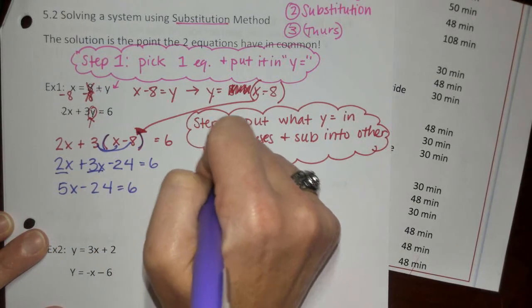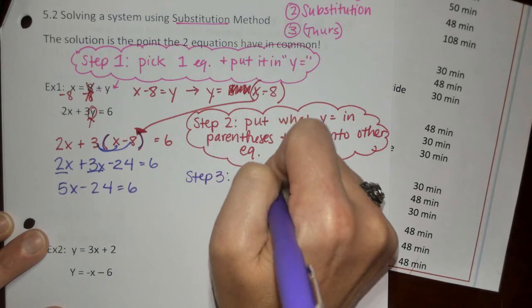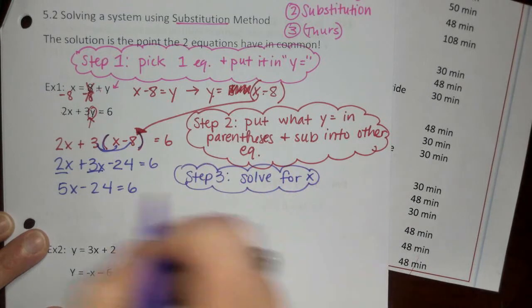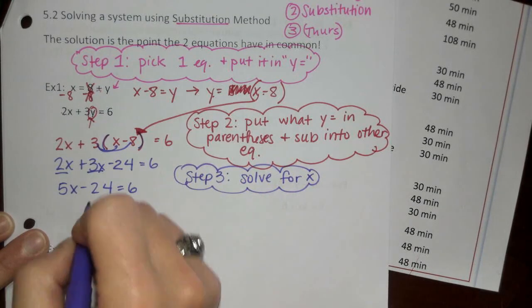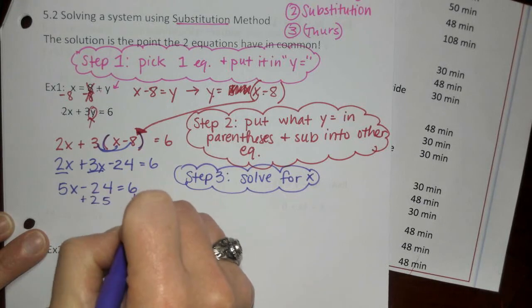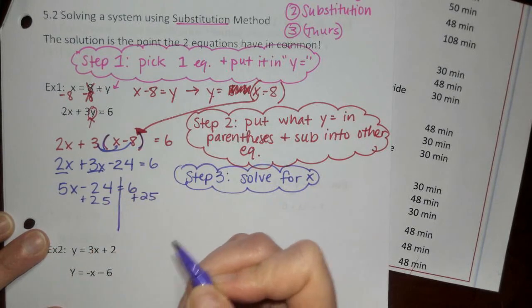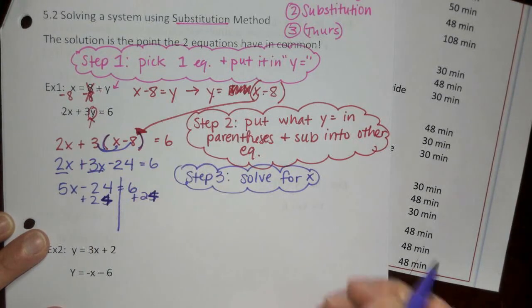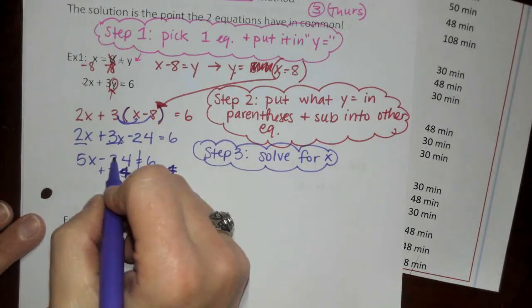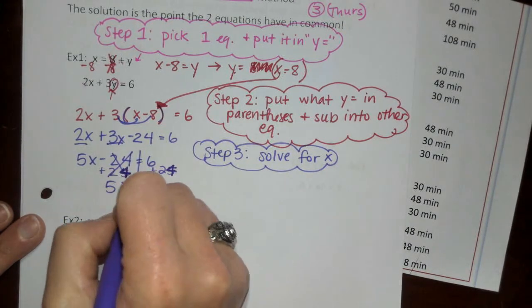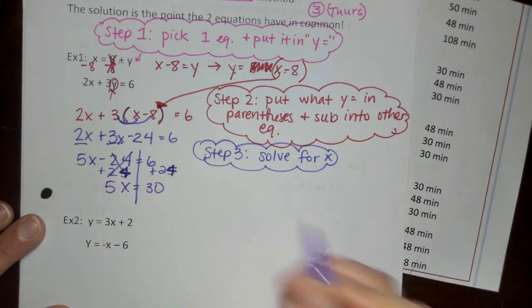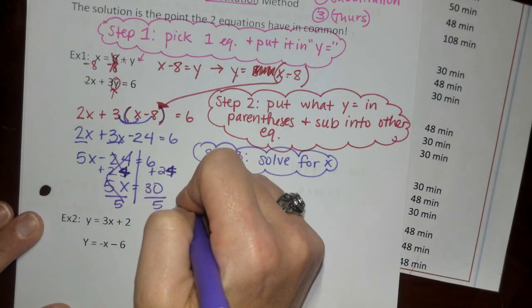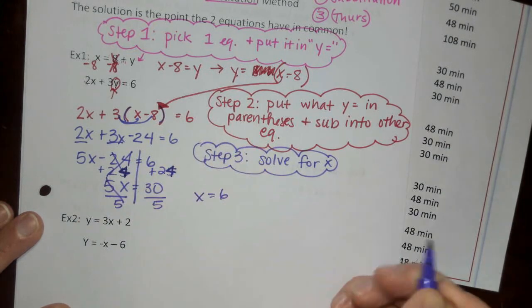That's actually your step 3. Solve for x. So we want to get x by itself here. We're going to add 25 to both sides. Oh, not 25, 24. Making things up here, sorry. I'm just going to cancel that out, and you're left with 5x equals 30, which is nice, because when you divide by 5, to get that x by itself, you get x equals 6.